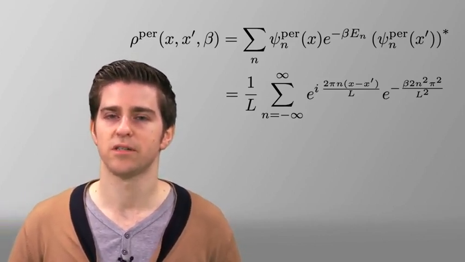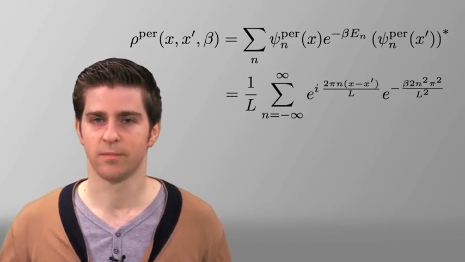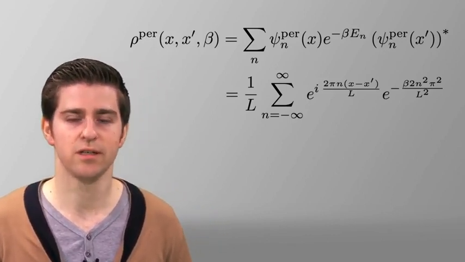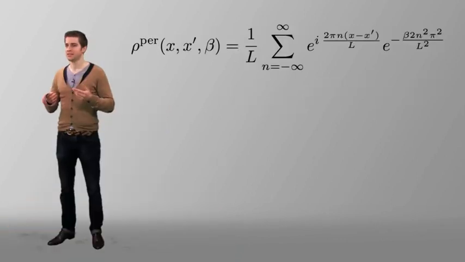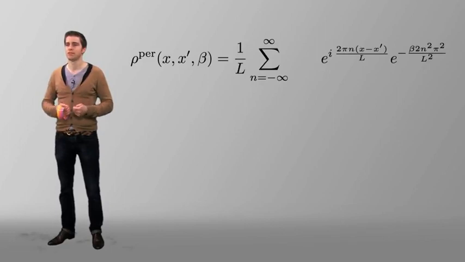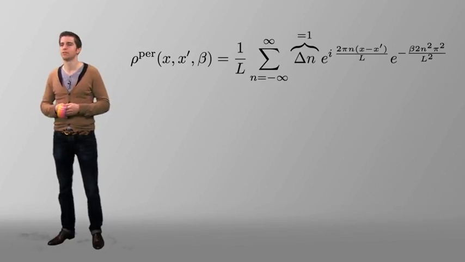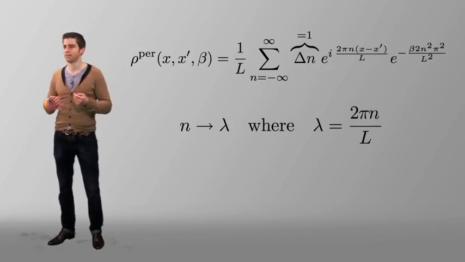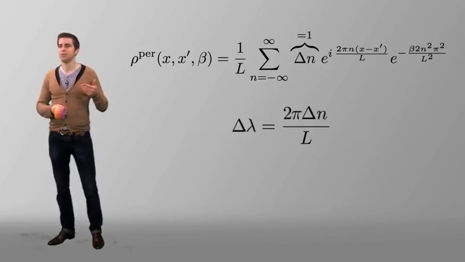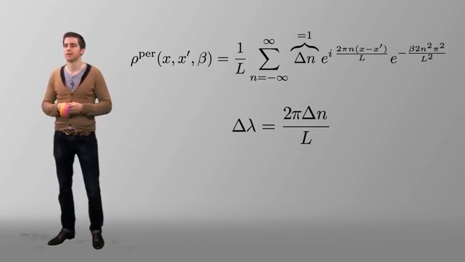Having the particle in a box of size L is no true limitation, as we can let L go to infinity and replace the sum over n by an integral. This may sound difficult, but it can be easily understood when we introduce a dummy parameter delta n equal to 1, the difference between two successive n values. We then change the variables from n to lambda with lambda equal to 2 pi n over L. Thus we have delta lambda equal to 2 pi delta n over L.